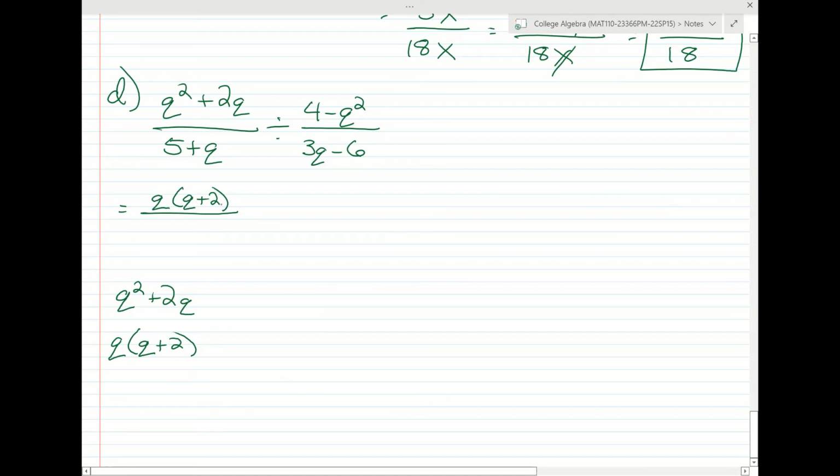Any suggestions with the 5 plus q? Let's just get it in standard form. So we'll just write this q plus 5. You always want to put the highest power of the variable first and then work your way down until you get to the number.